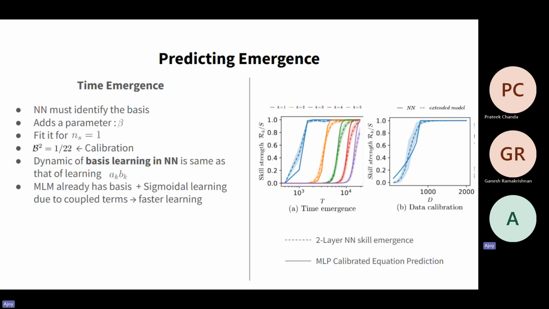Right. So this was a 62-page paper, so I had to condense this. This is where they tried to model the time emergence. The key takeaway is that their smaller model, which is calibrated over just a single skill, can model the emergence for a two-layer neural network for a number of skills N_S of 5. It can model all of them across time step t.